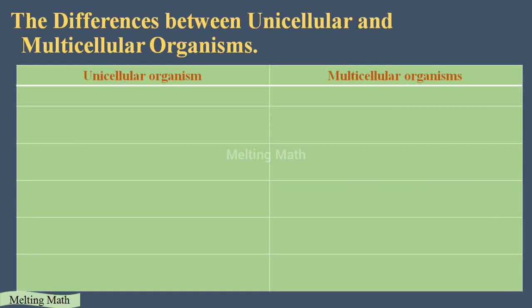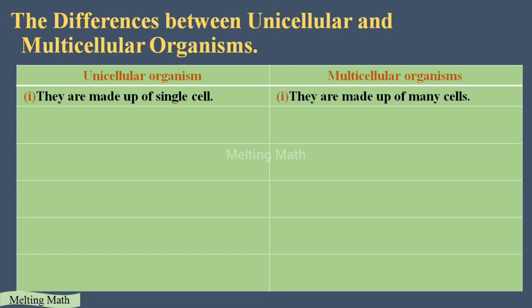First, let's see about the unicellular organism. A unicellular organism is made up of a single cell. I already mentioned it's made up of a single cell, and it does all the activities like the human body: digestion, respiration, eating, and expelling waste particles from the body. Next, see the multicellular organism. A multicellular organism is made up of many cells, like our human body.